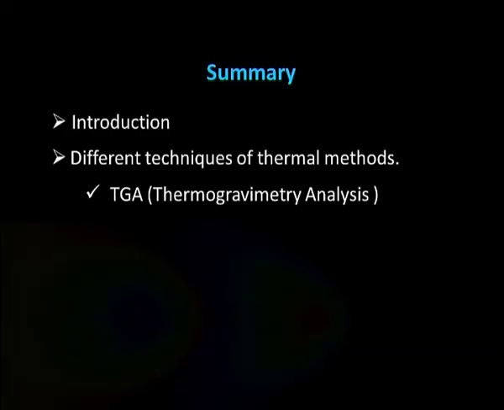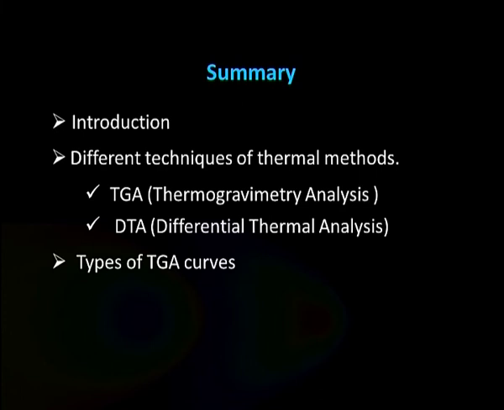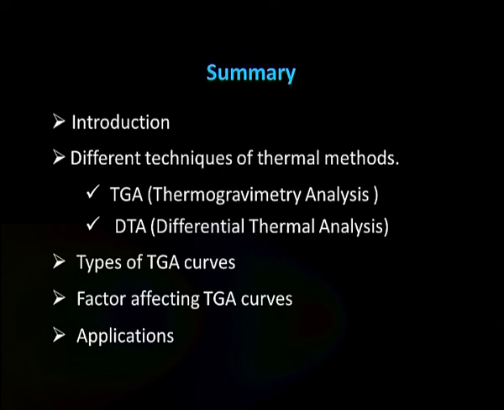To summarize, today we learned about different techniques of thermal methods, and out of several techniques, today we discussed in a little bit more detail about TGA, which is thermogravimetric analysis. In this technique, we have discussed the type of various balances which are used, the different nature of curves which we get during the analysis, and we have also discussed the various factors which affect TGA curves, and how we can use TGA for the analysis of various materials and its industrial applications.